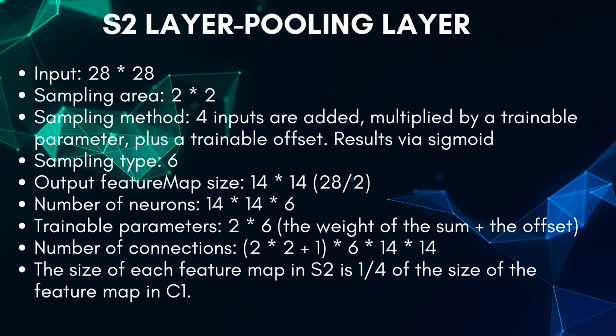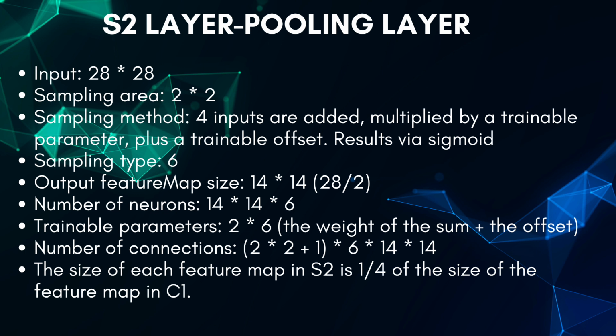In total, the S2 layer has 14 times 14 neurons per feature map across 6 feature maps, giving us 14 * 14 * 6 neurons. Despite this reduction, the layer still maintains 5,880 connections. Each pooling operation involves 2 times 2 plus 1 connections multiplied by 6 feature maps and 14 times 14 neurons. The S2 layer has 12 trainable parameters.